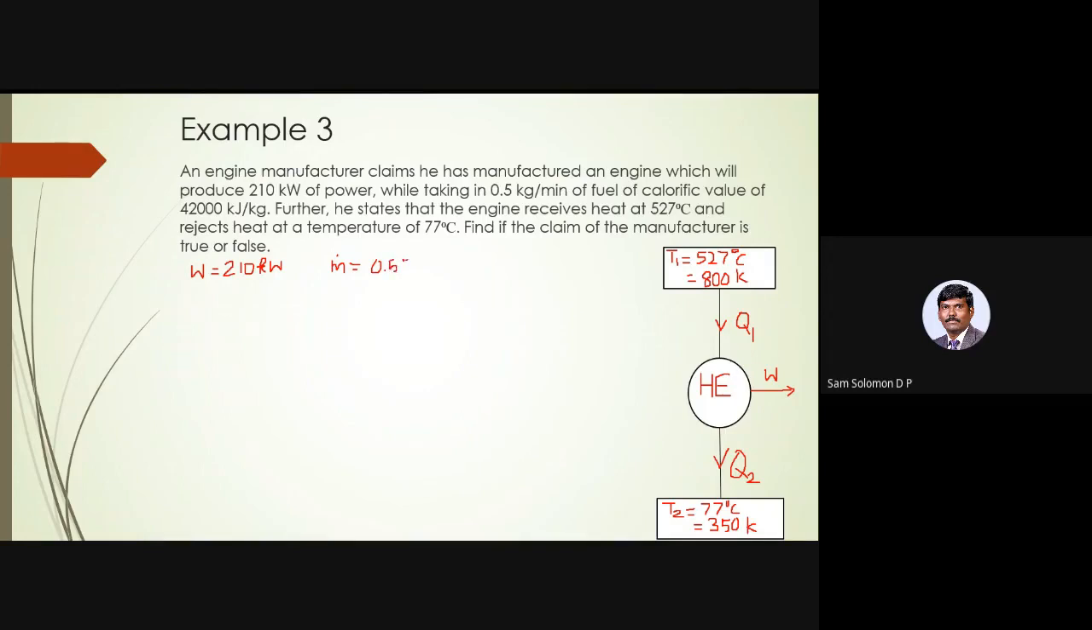So this much amount of air fuel mixture is taken in, air fuel mixture or air, if it is a diesel engine. And they have said that the calorific value of the fuel is 42,000 kilojoule per kilogram. So this is 42,000.